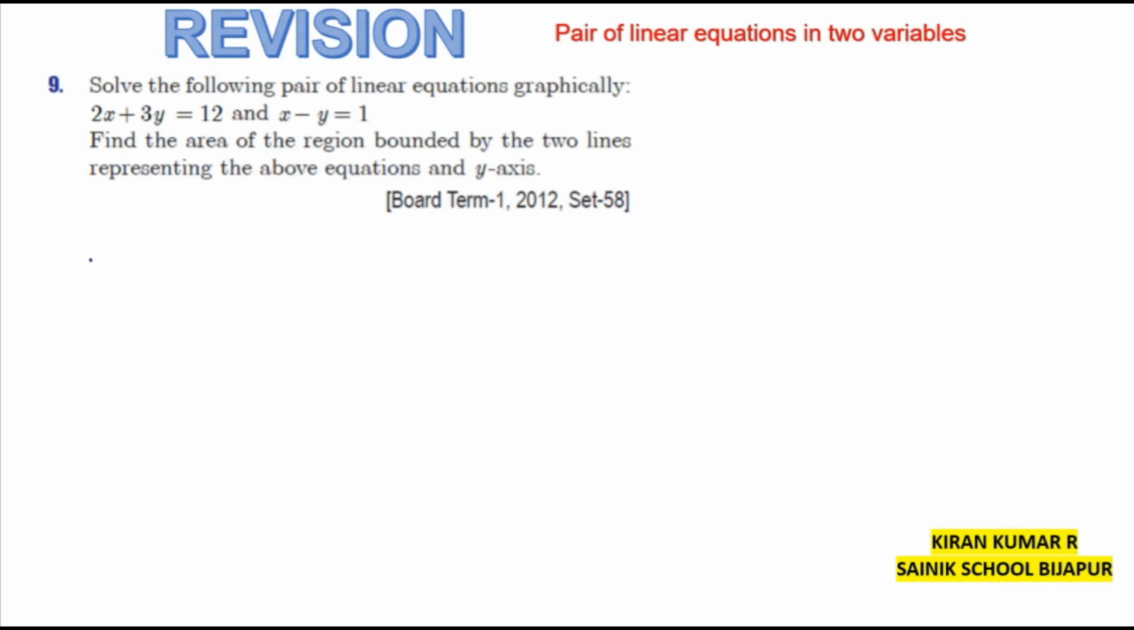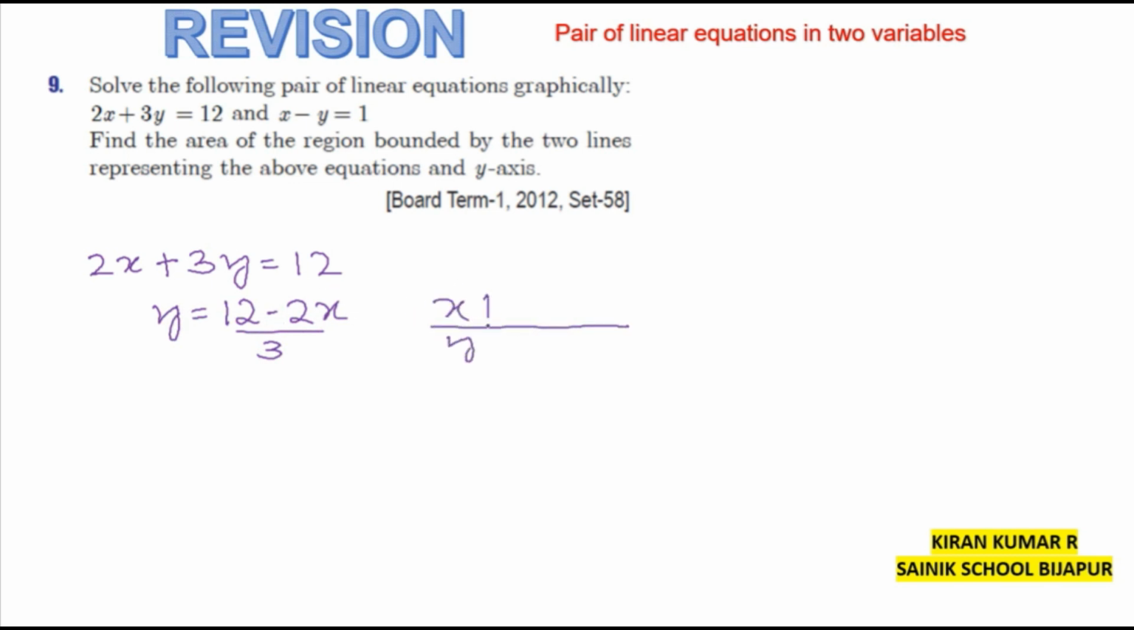To plot the graph, we require xy coordinates. This is the first equation. From this first equation, I can write y as (12 minus 2x) divided by 3. For this equation, when the value of x is 0, the value of y is 4. When the value of x is 6, the value of y is 0. When x is 3, y value is 2. That is for the first equation.